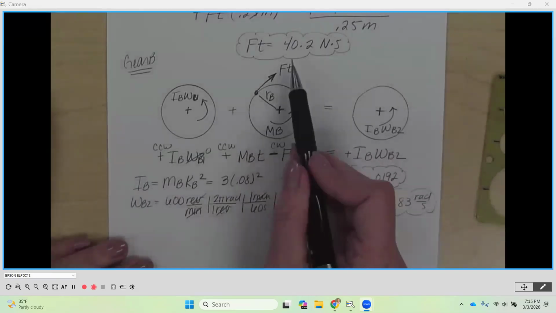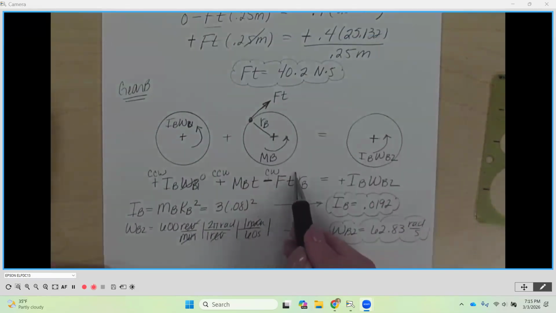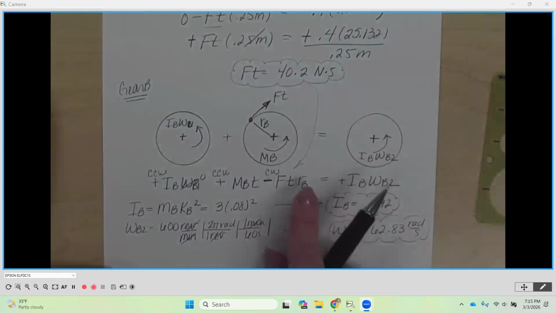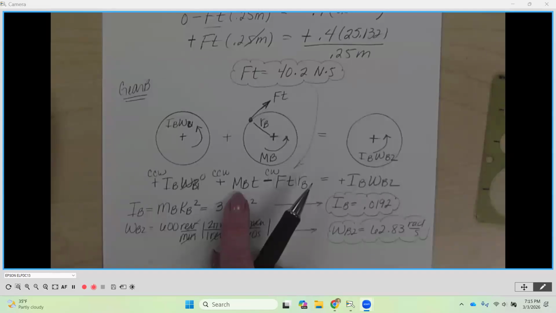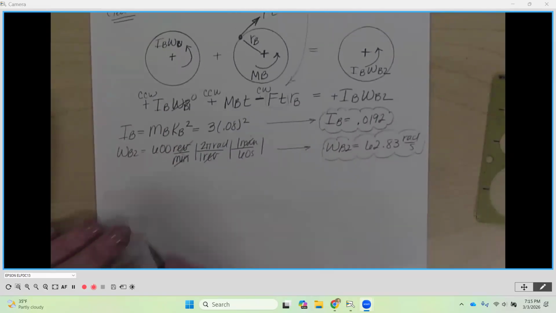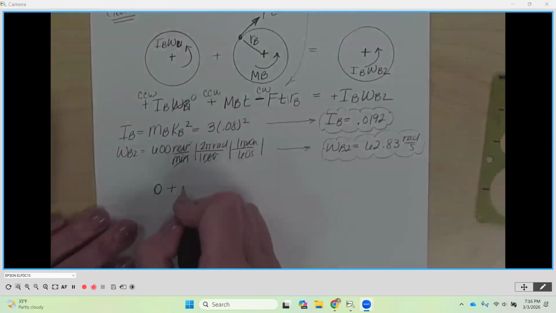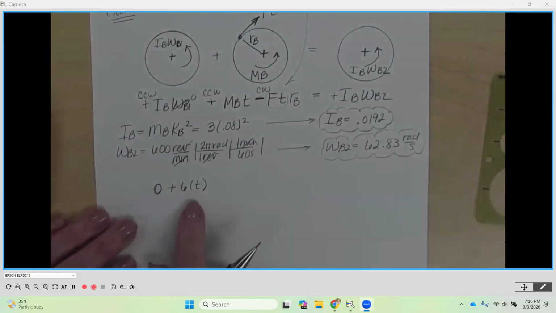All right, and then we're ready. Our F times T that we have up here, that's going to go in this place. We know our radius of B, I think that was 100 millimeters or 0.1 meters. We know our moment. So our only unknown here is going to be T. This is going to be good. So let's see what we got. So our IB times 0 is going to be 0. Plus our moment at B is 6 Newton meters times the time.